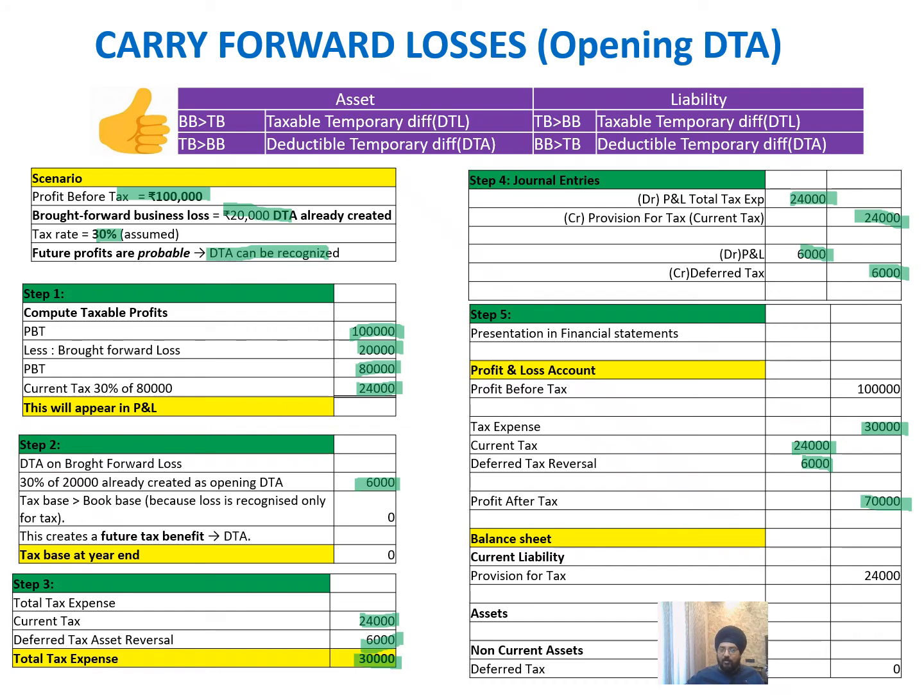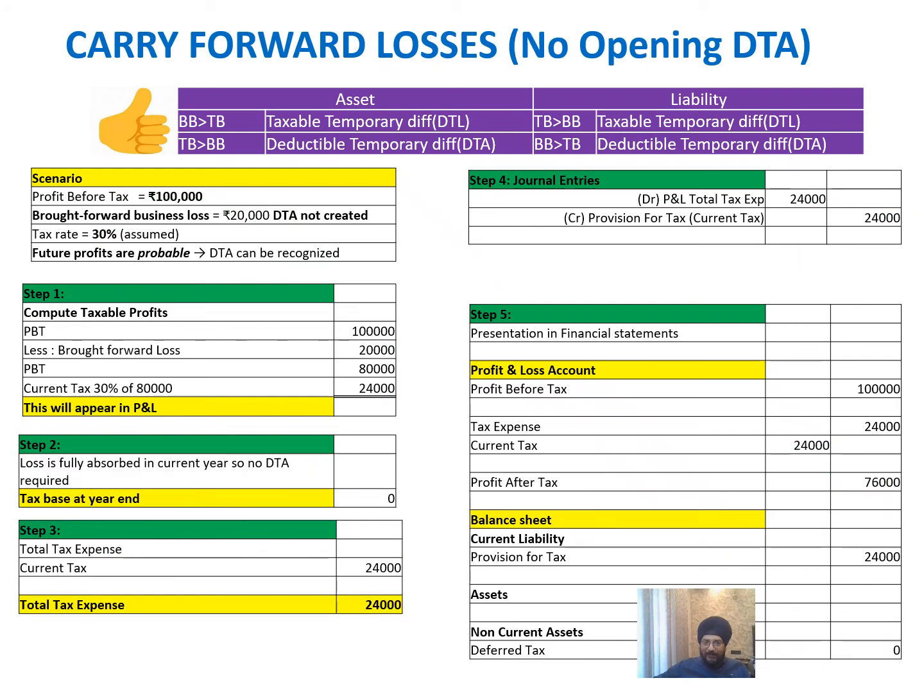We have a similar scenario, but we do not have an opening DTA. So now we are talking about the same example, but with the fact that we do not have the opening DTA. We have 1 lakh as the profit, 20,000 as the brought forward losses, but the DTA is not there, and we are probable that we are going to have future profit, so we can recognize the DTA. Now in this situation, we already have 1 lakh as a profit, we have brought forward losses of 20,000, and then we have a PBT, and then we calculate the 30% of 80,000, which is 24,000.